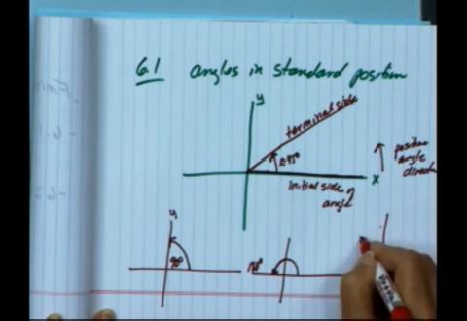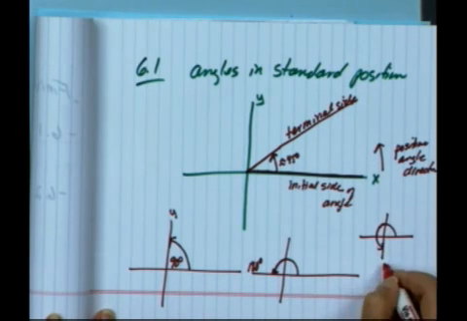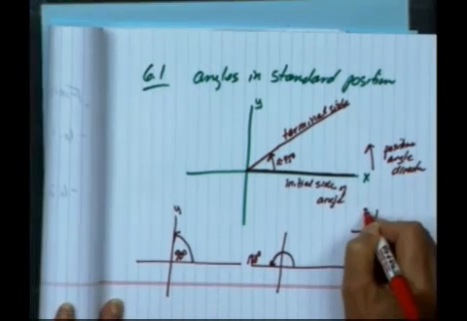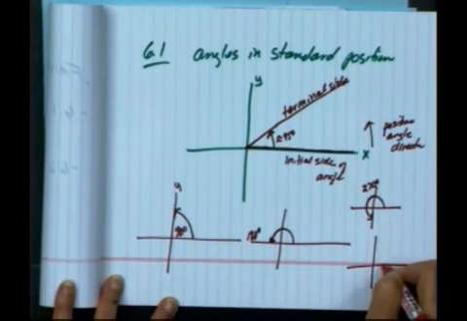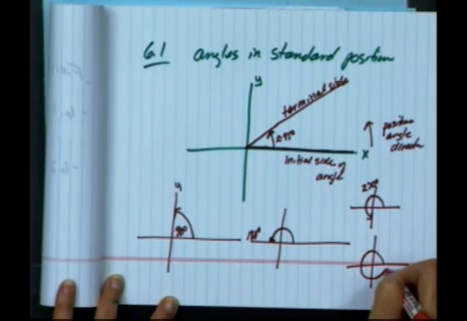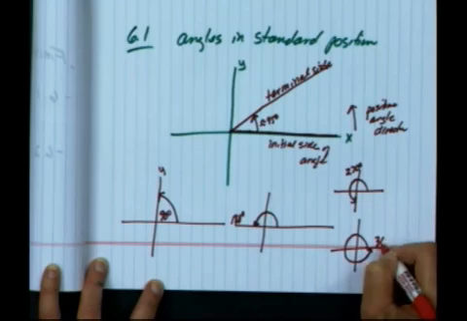Suppose I have an angle in standard position and it goes all the way to the negative y-axis. How many degrees? 270 degrees. Suppose I have an angle in standard position and it comes all the way back around to the positive x-axis. 360 degrees.